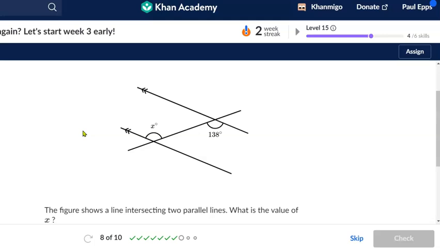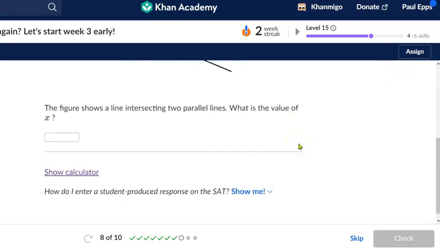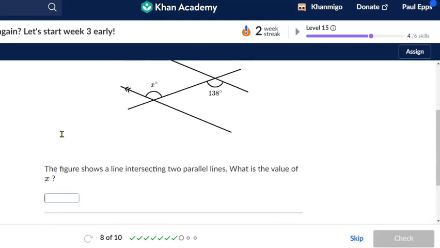The figure shows a line intersecting two parallel lines. What is the value of x? Well, we've got alternate interior angles here. Two parallel lines, and another line, a transversal, that goes through them. They're interior angles because they're inside of the parallel lines, and they're alternate because they're on either side of the transversal. Alternate interior angles are equal. So the answer we have to enter is 138.